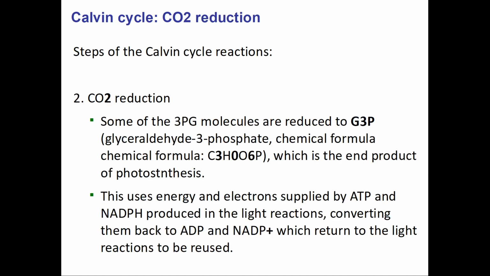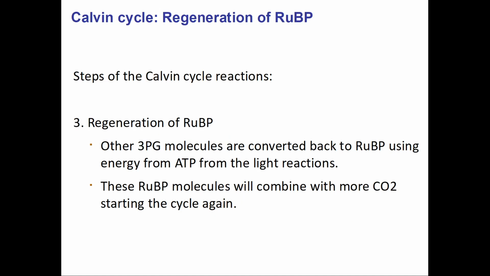Each 6-carbon molecule splits into 2 3-carbon molecules, 3PG. Step 2, CO2 reduction. Some of the 3PG molecules are reduced to G3P, which is the end product of photosynthesis. This uses energy and electrons supplied by ATP and NADPH produced in the light reactions, converting them back to ADP and NADP+, which return to the light reactions to be reused.